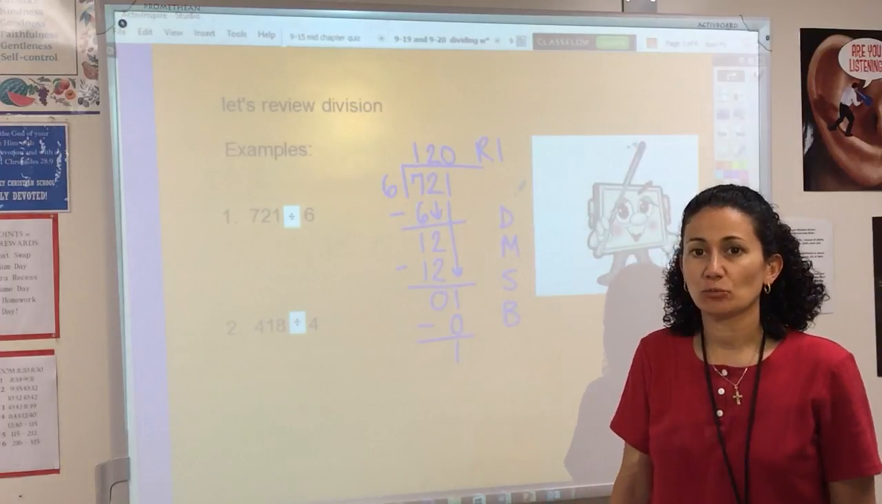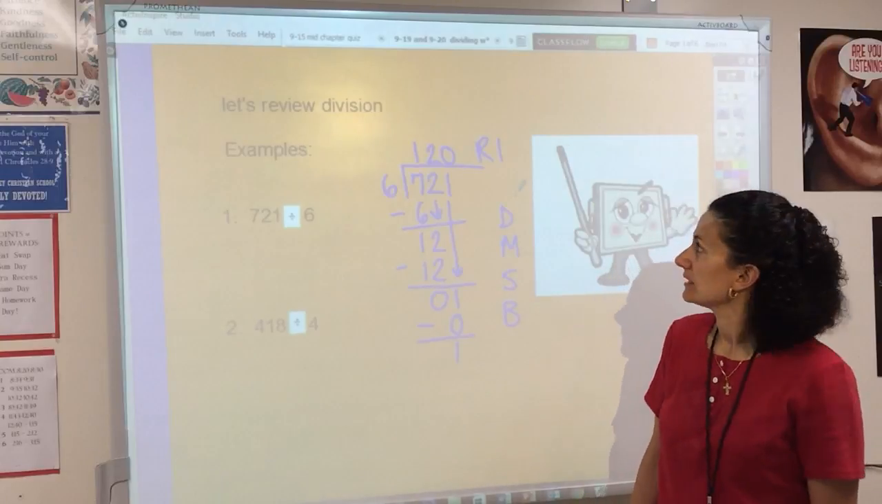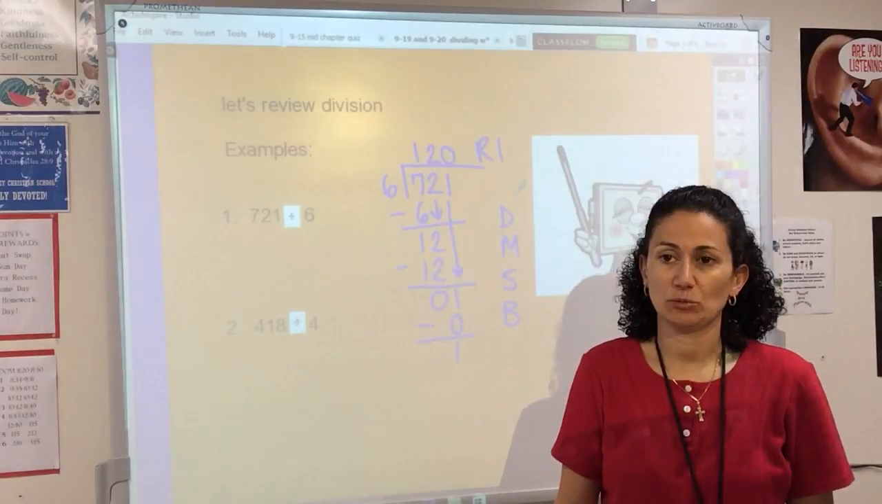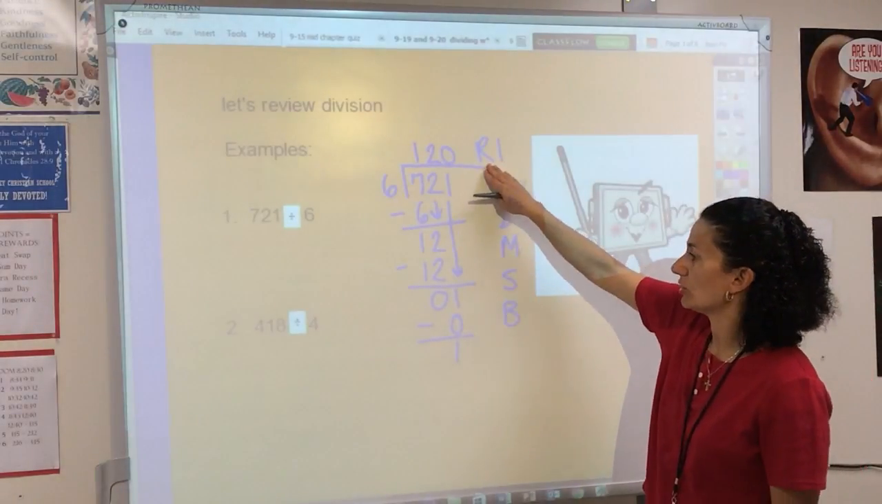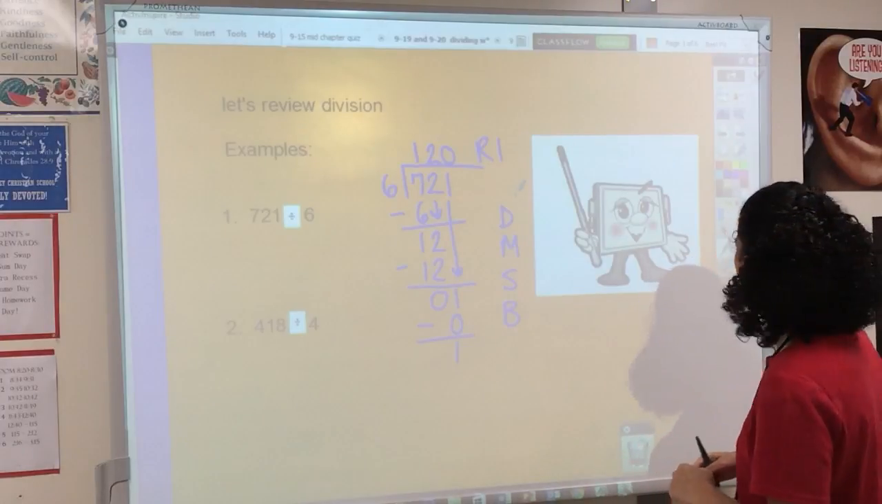I'm going to show you next week how else we can use those remainders. In middle school math, we actually don't write remainder 1. I'm going to teach you that next week. For now, you can use the R to show what is remaining. Okay, let's try another one.